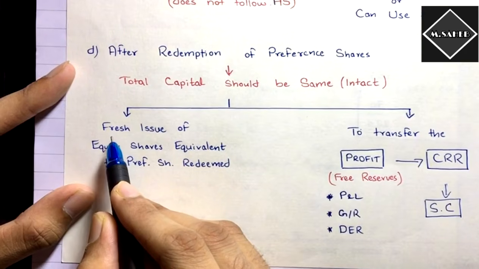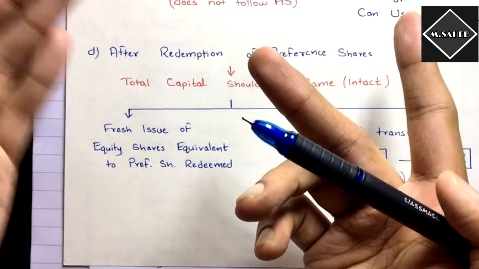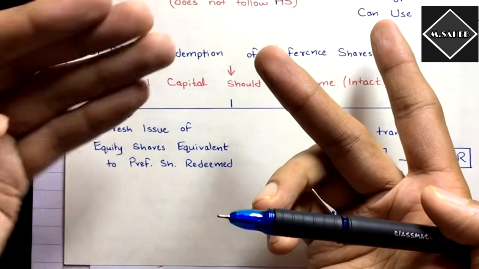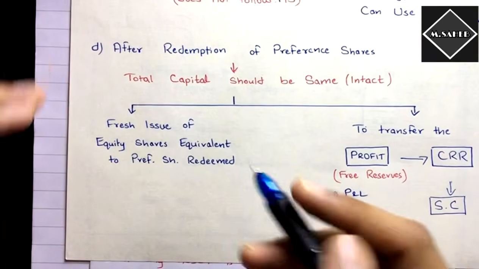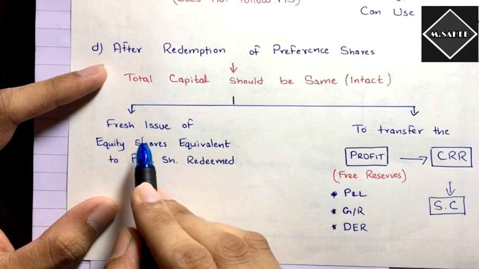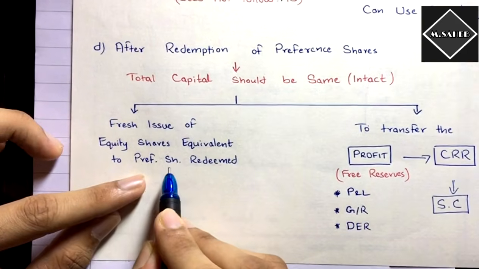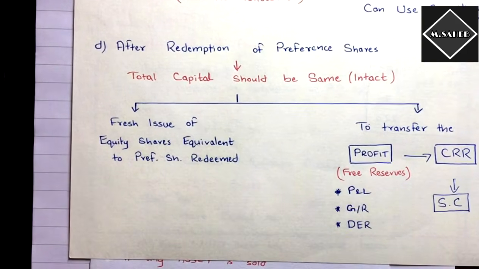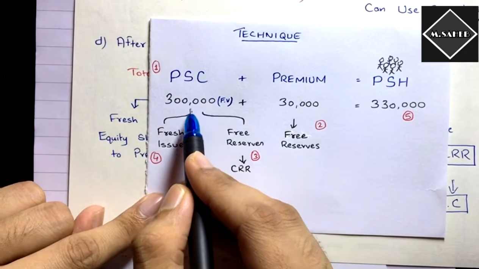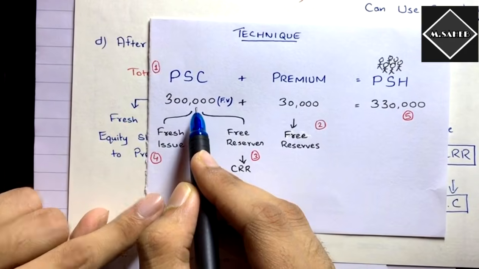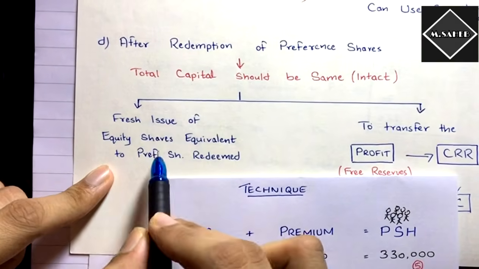There are two ways to do that. The first way is fresh issue of equity shares. If preference shares are going, bring more equity shares so that the balance can be maintained. So you have to replace the capital by fresh issue of equity shares equivalent to the preference shares redeemed, only the face value. For example, if 3 lakh is going out, you're redeeming them, then you have to replace this 3 lakh by fresh issue of equity shares.